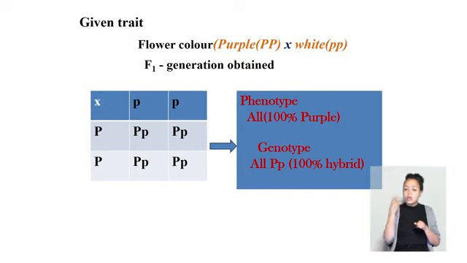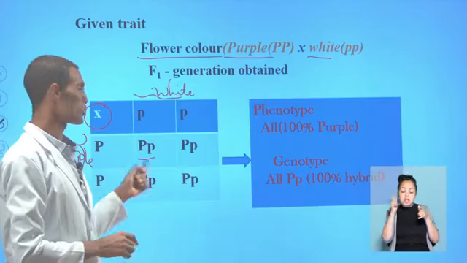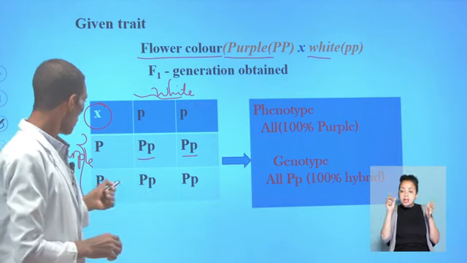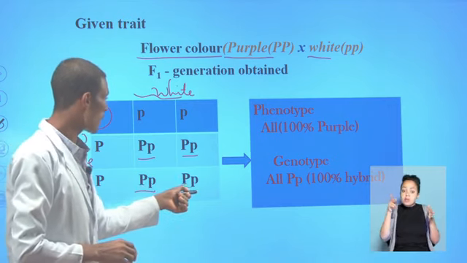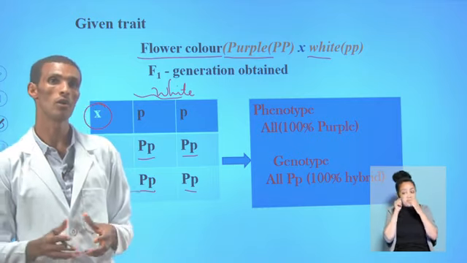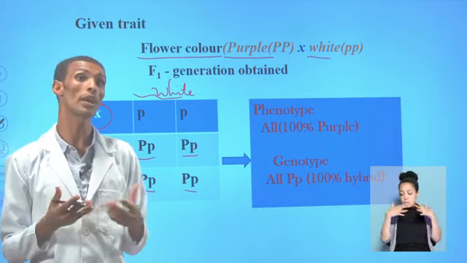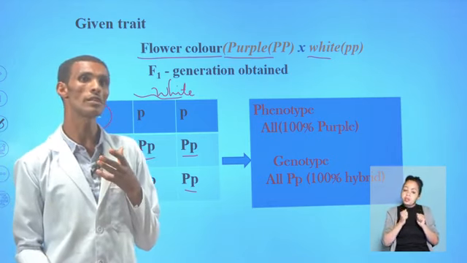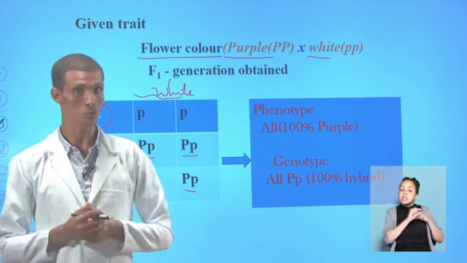Whereas this one is a character that comes from recessive homozygous white. If he crossed in F1, P capital P small is obtained here, and again P capital P small is obtained here. So, within this table, all the progeny are going to be heterozygous. Then we can deduce the phenotype and the genotype of this cross.